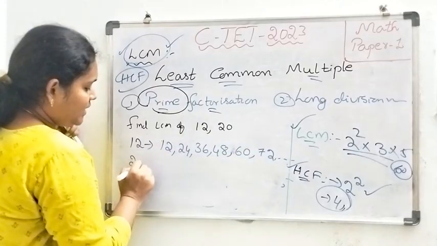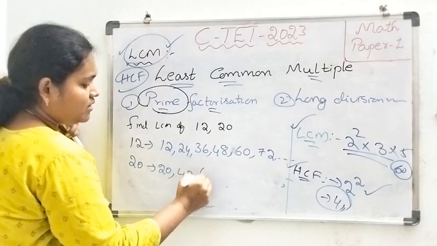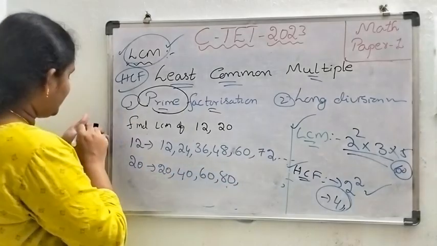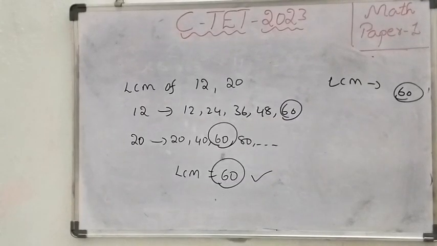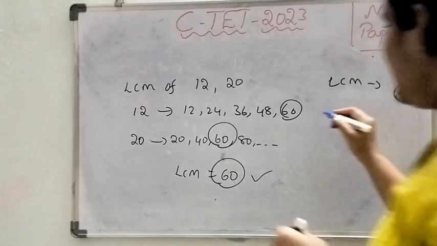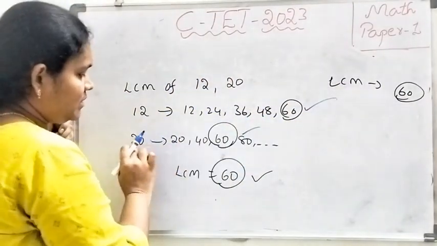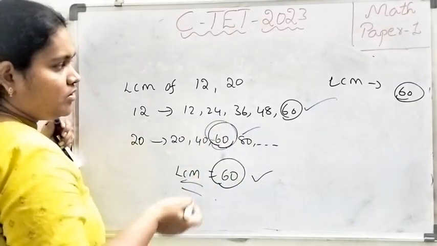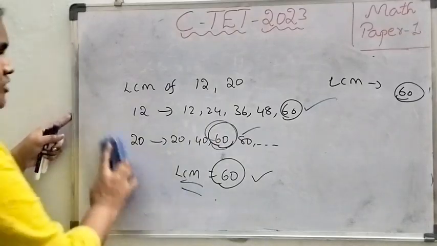Now write the multiples of 20. 20 ones are 20, 20 twos are 40, 60, 80. Already we identified a common number, right? So what is that? We identified that the least common multiple is 60. Among the multiples of 12 and the multiples of 20, the least common multiple is 60, which is the LCM. So we have seen the long division method and the prime factorization method.